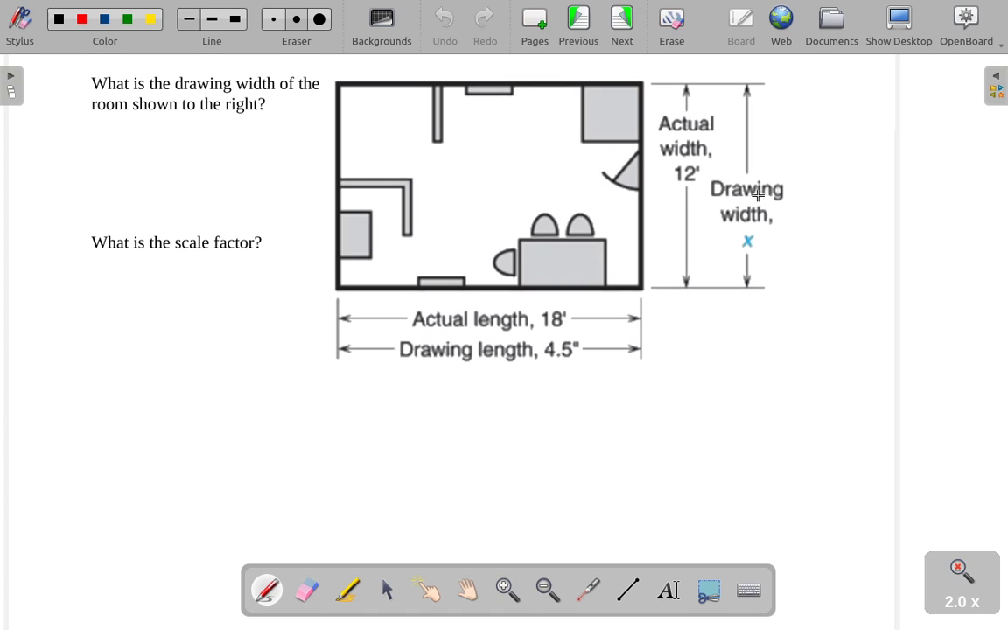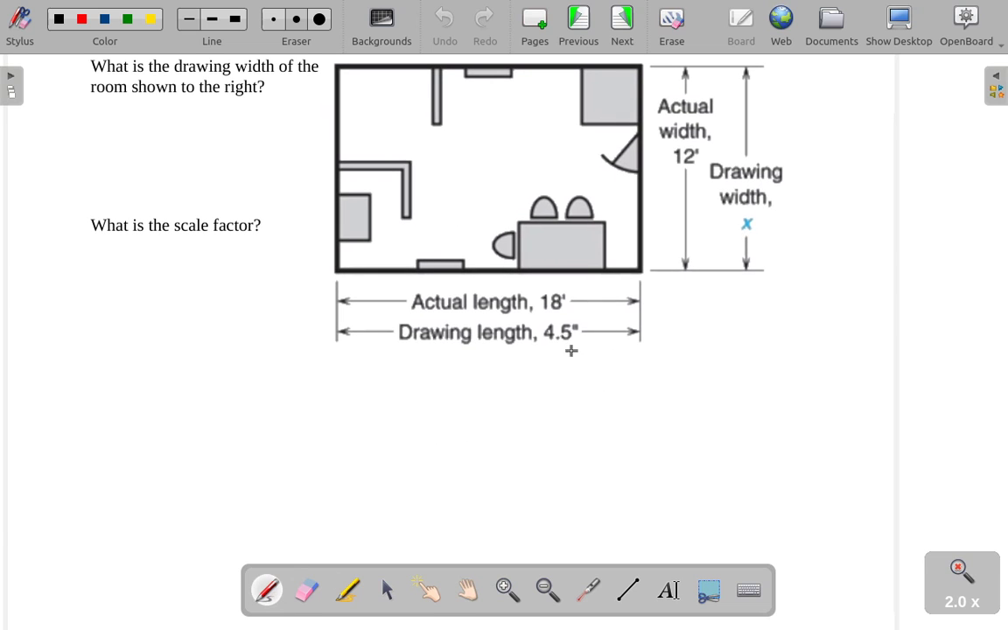And so in this case, you can see the width is defined in this picture. So if we're trying to figure out what is the drawing width of this room, then we know that the actual width divided by the drawing width needs to be equal to the actual length divided by the drawing length. So we know that this proportion must be true, so I can just solve this proportion.